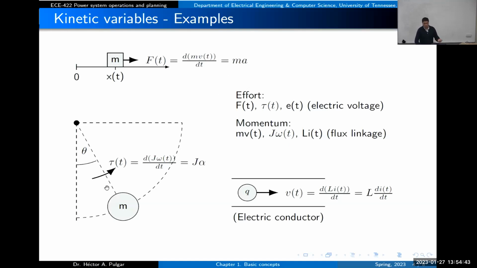But the same thing can be applied to the rotational system. In this case, the effort is going to be the torque, and the momentum is going to be the inertia times the rotational speed. A similar equation we obtain here: torque is equal to the inertia multiplied by the derivative of the rotational speed, or the acceleration. For the electrical system, the effort is going to be the voltage, and the momentum is going to be the flux linkage, which is L times the current. So that is nothing else than the law of induction.